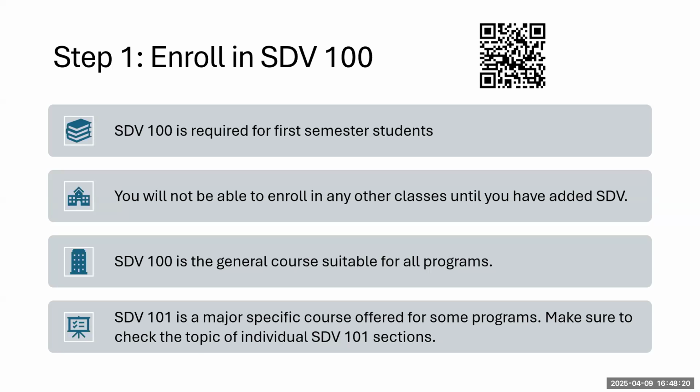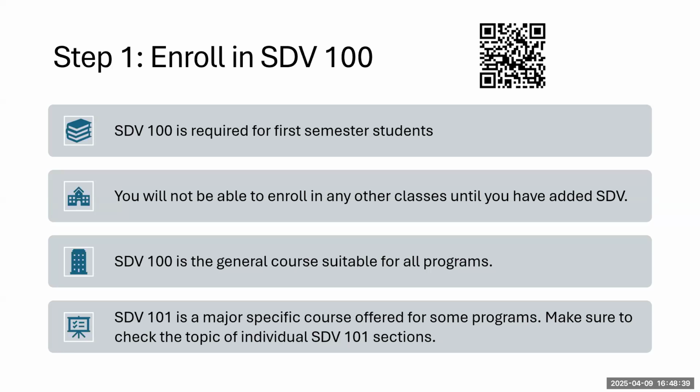SDV 100 is the general course. It's suitable for all of our programs. SDV 101 is a major specific course offered for some programs. When you're searching for SDV 101, make sure you're checking the topic of each individual SDV 101 section so that you can make sure you're choosing one specific to your program.